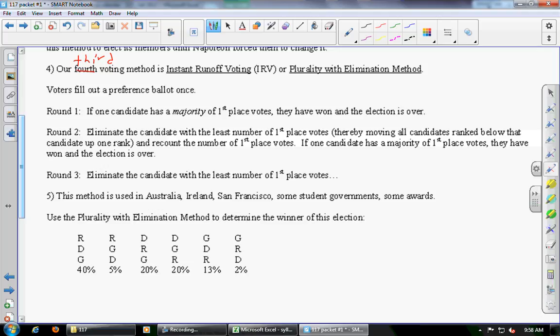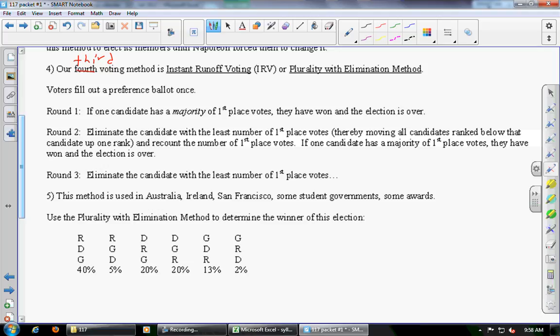So in round 2, we've eliminated the candidate with the fewest number of first place votes. Strawberry is gone. And then any candidate below Strawberry moves up. And then you recount the number of first place votes. Raise your hand if you picked Strawberry first when we did our election. Strawberry was your favorite. All right, we have 4 people here. These 4 people had Strawberry in first place.